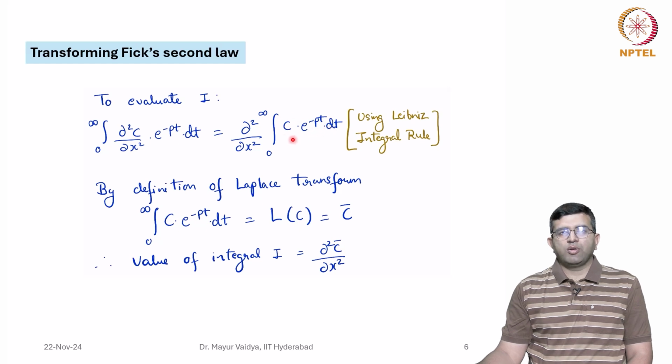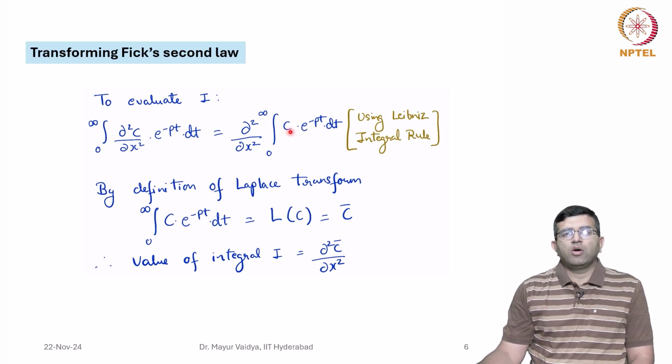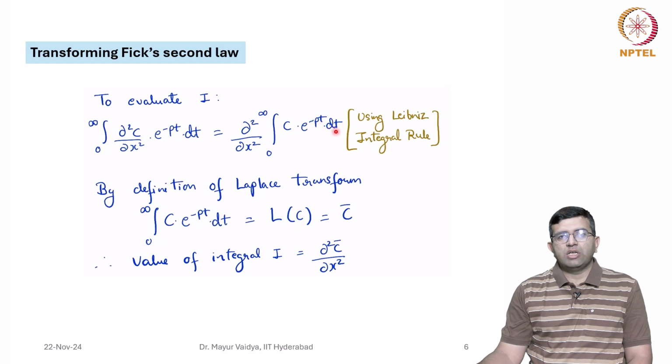Remember, just for brevity, I have written this as c, but remember that actually it is c of x comma t. I will elaborate on it a little bit later, but remember that this is c of x comma t. Now, c into e power minus pt dt. What is this? Based on the last lecture, you may remember that the way we define the Laplace transform is the integral from 0 to infinity of c into e power minus pt dt, which is the Laplace transform of c. So, we denote it here by c bar.